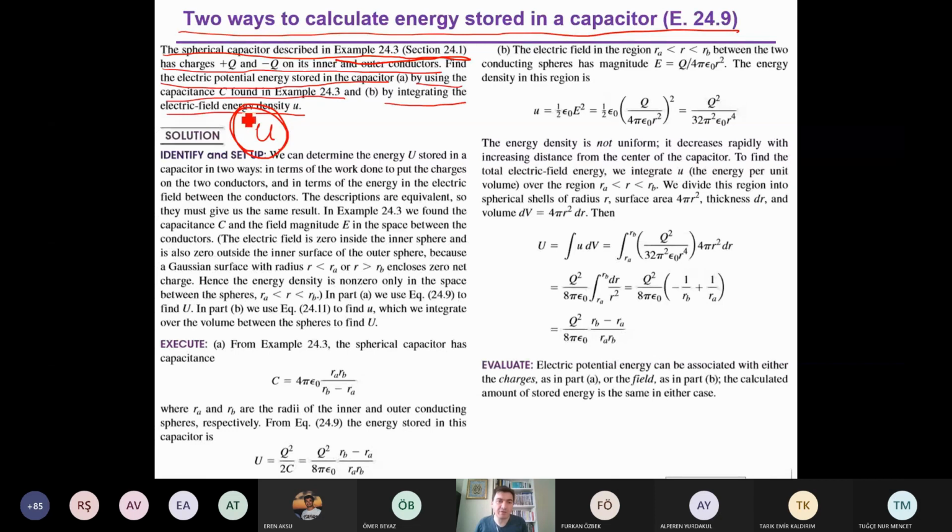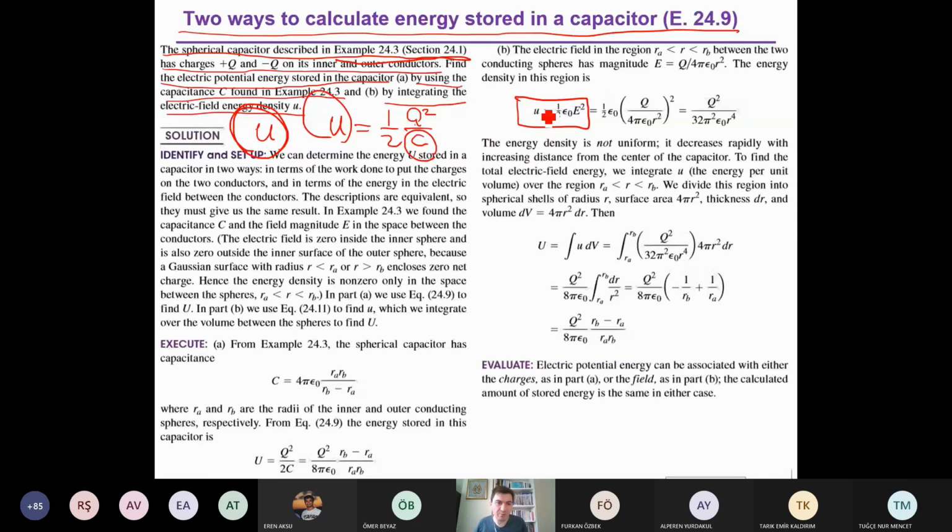One is by using this formula. U is given with 1/2 Q square over C, okay? And if you know the capacitance, if you know the Q, you can calculate this one. Or by using this formula, if you know the electric field, you can calculate this energy density, and by using the energy density, you can calculate the electric potential energy stored in the capacitor. So in both cases, you will get the same result.